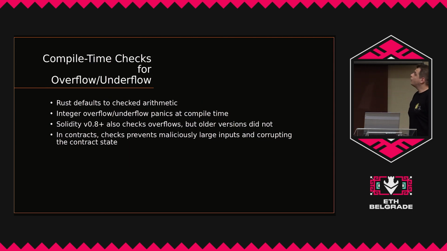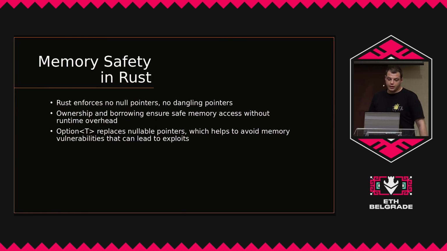At compile time, we also have overflow and underflow checks. Rust defaults to checked arithmetic, and integer overflow and underflow panics. In contracts, these checks prevent malicious large inputs from corrupting smart contract data.